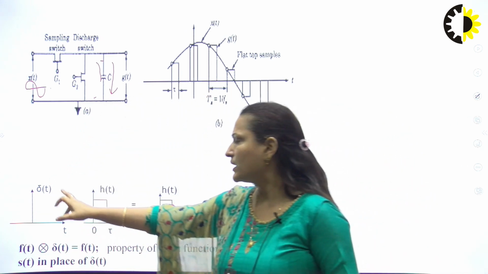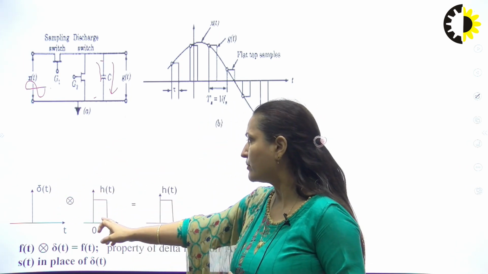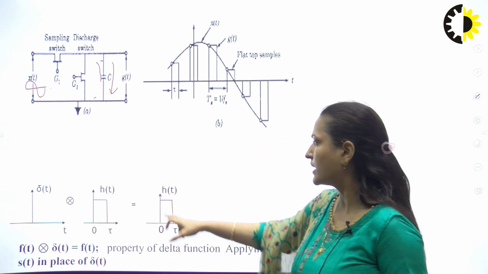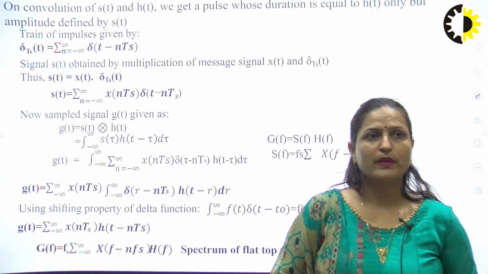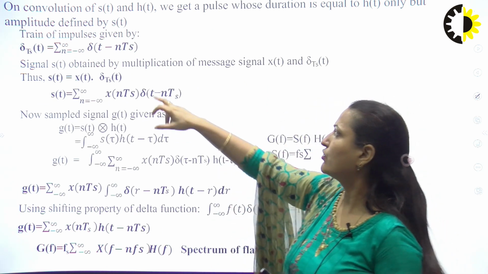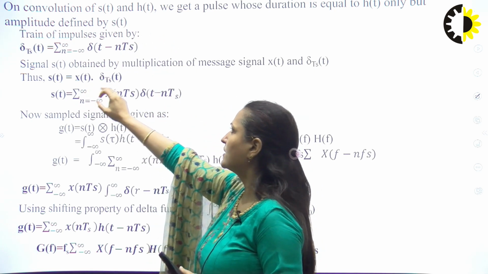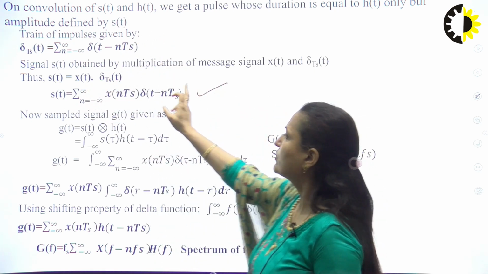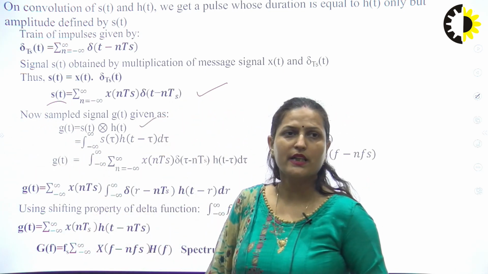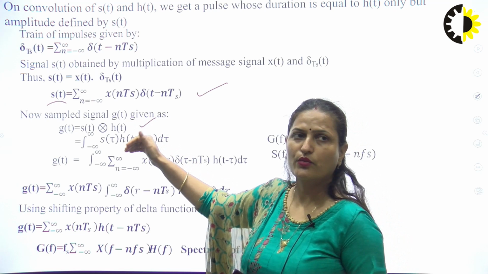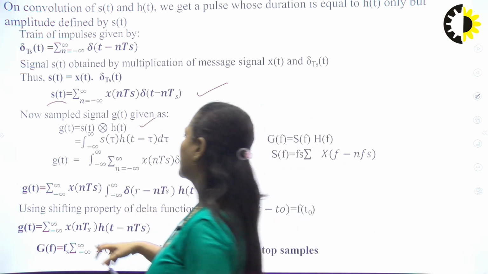So mathematically we can say this is your delta T pulse train. It will be multiplied with your message signal. Convolution of these two, we are getting our output waveform. So mathematically we can express the same. This train of pulses will be multiplied with the message signal, so we are getting this x(t). Now this x(t) will be convolved with our h(t). h(t) will be convolved with this x(t). So we are getting our final expression, that is g(t).